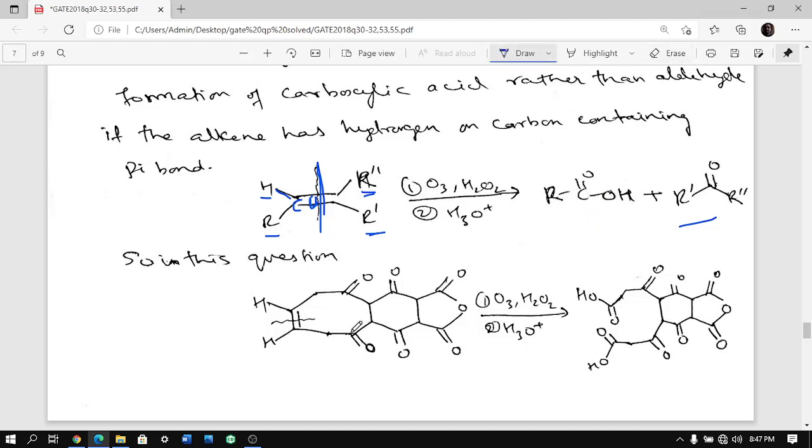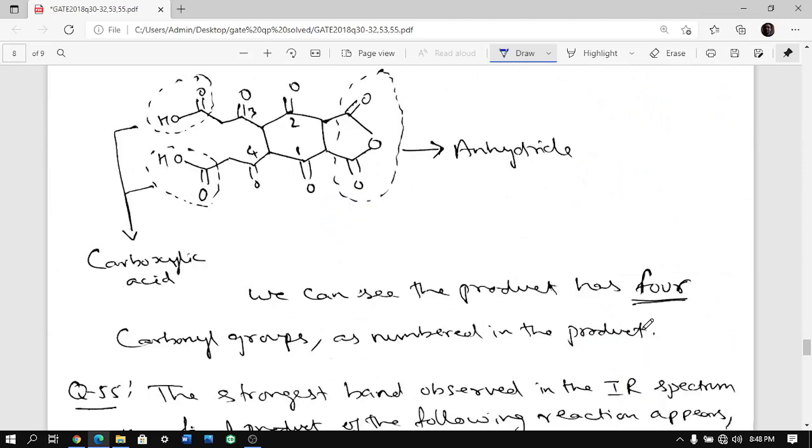So the same thing is happening here, but here both carbons have hydrogen. So both of these parts will become acid. Now it is asking how many carbonyl groups are there. So this is acid, of course this is not carbonyl. This is carbonyl, this is carbonyl, this is carbonyl, this is carbonyl. This is not carbonyl, this is part of anhydride, right? So the answer should be 4. Okay.